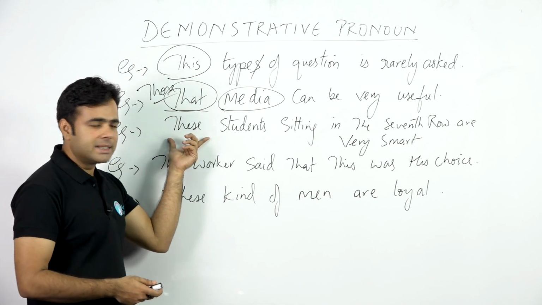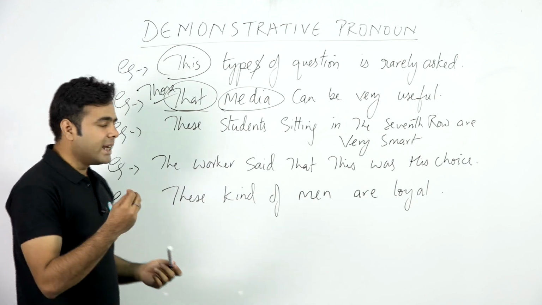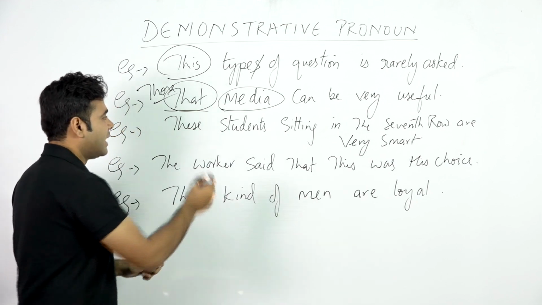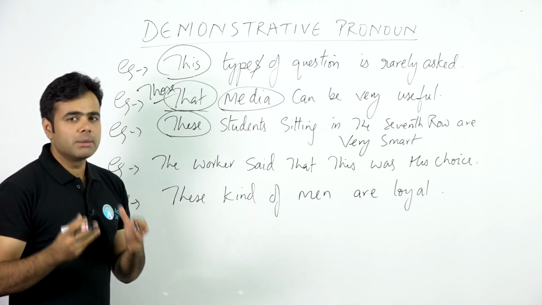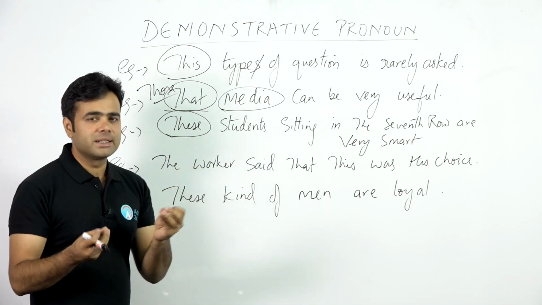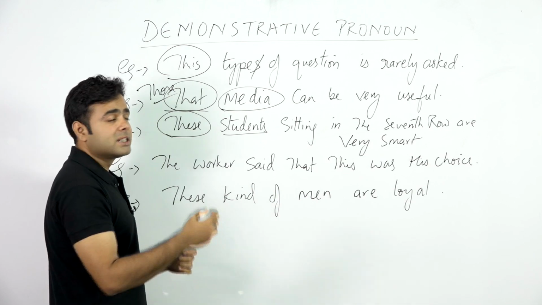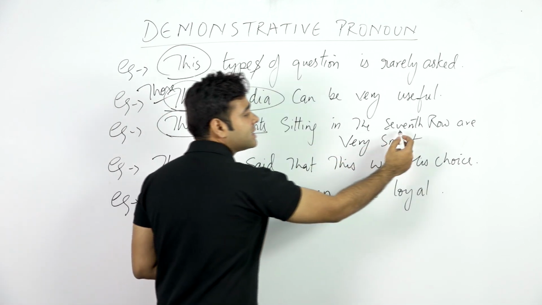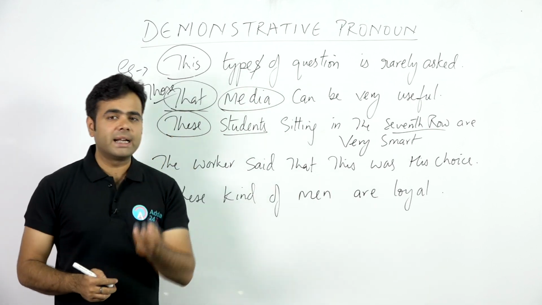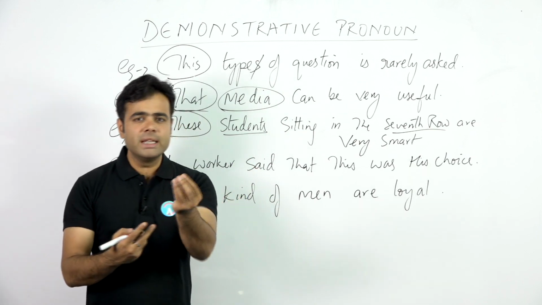Now again, the next sentence says: these students sitting in the 7th row are very smart. Again it's a very simple sentence, but it's very important for you to understand. Why? Because these is a plural demonstrative pronoun and students is again in plural form, so you must be thinking that it's correct. Now students, it's talking about the students who are sitting in the 7th row, and I believe every student understands that the 7th row is either near or far. My question is, will the 7th row be near or far?